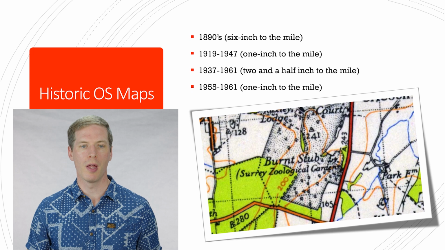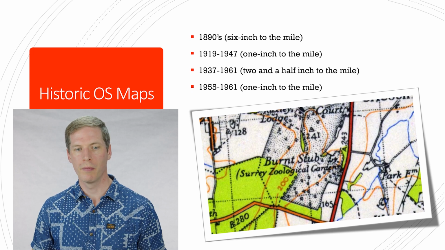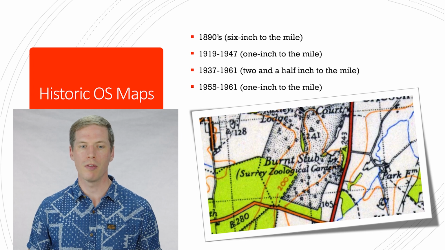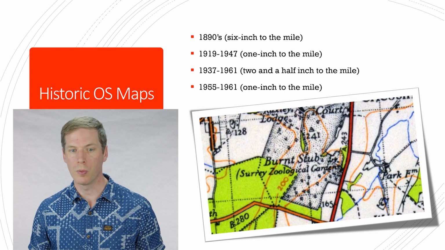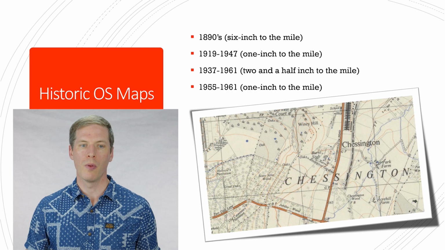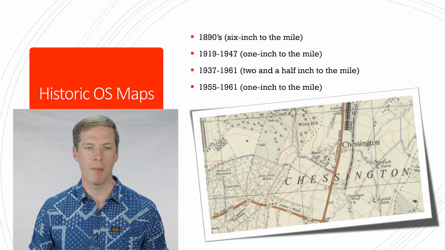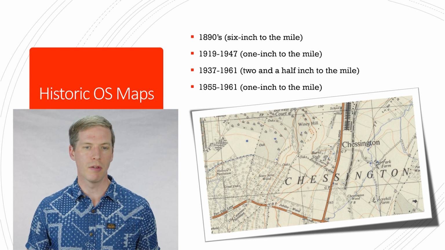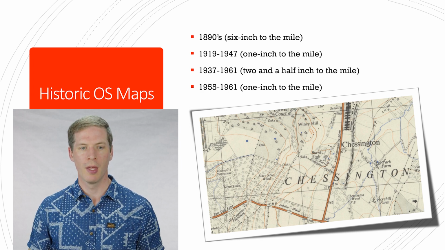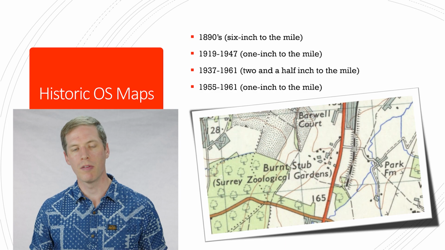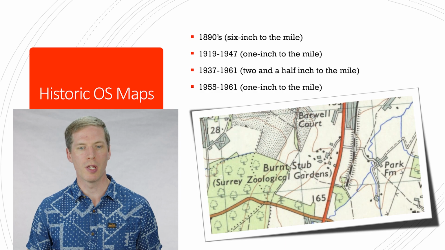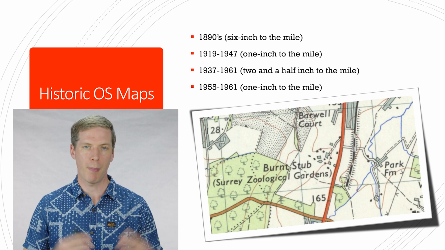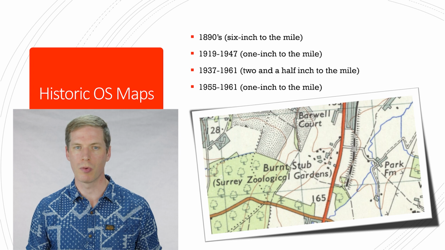We also have a 1930s 1-inch to the mile map where you can see that Burnt Stubbs is also listed along with the description Surrey Zoological Gardens. We have a 1940s map range which has a 2.5-inch to the mile, and now you can see that Chessington branch line has opened. And then finally we have a 1950s and 60s map range that you can look through as well. So you can see how an area adapts over time, expands, covering the sort of surrounding rural areas.